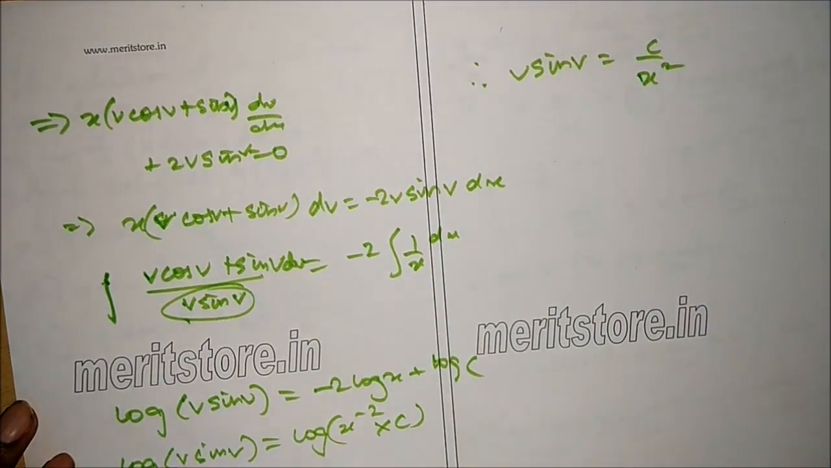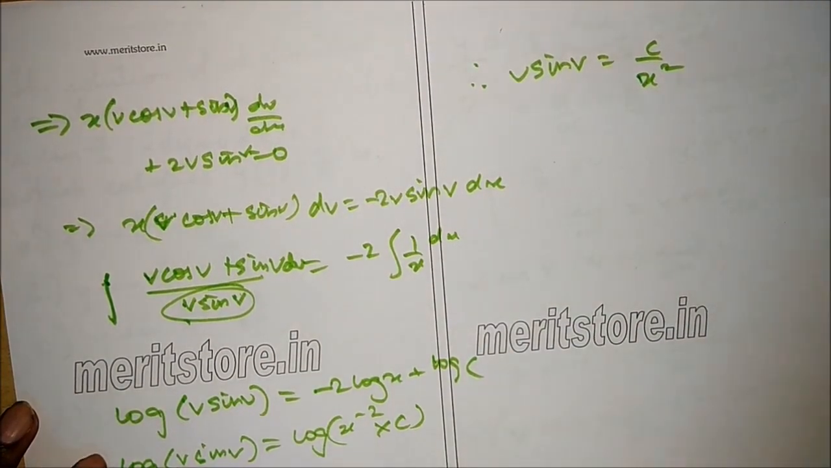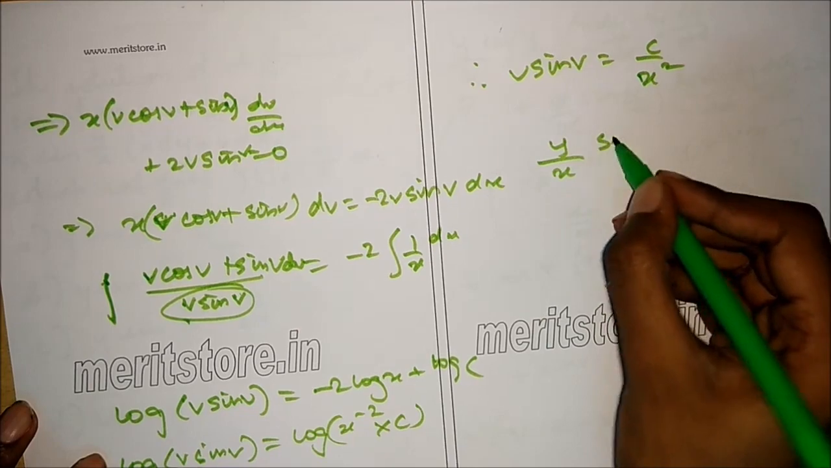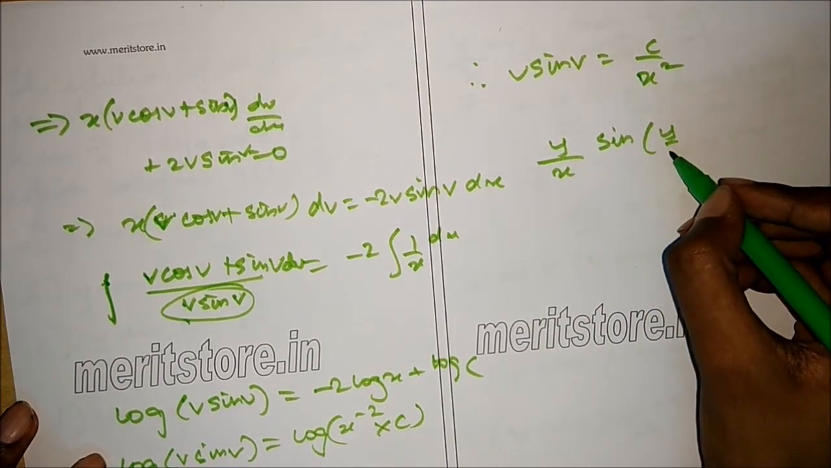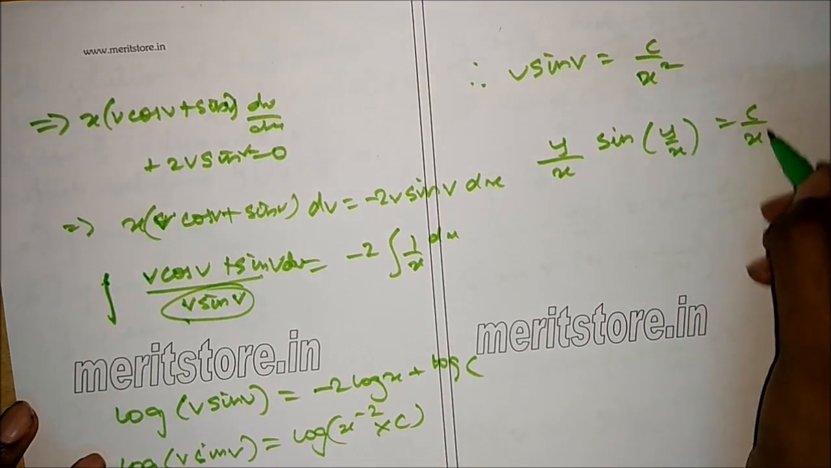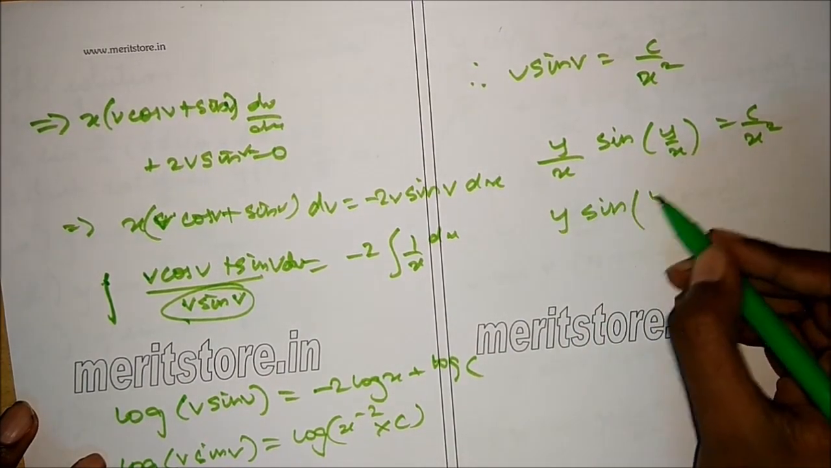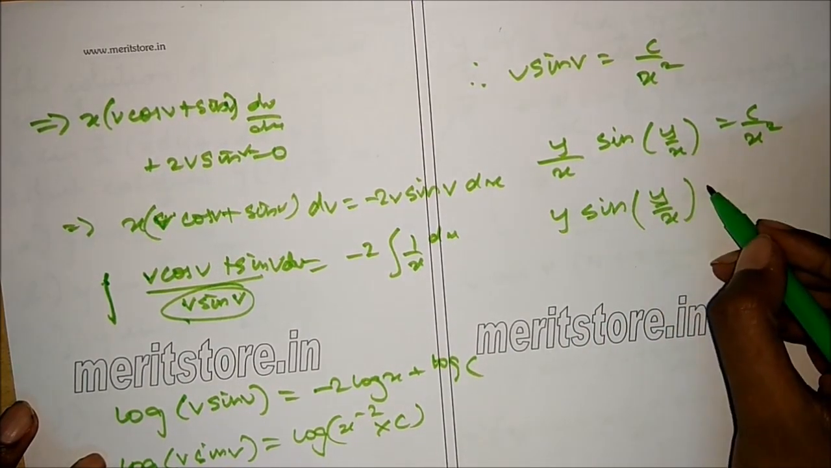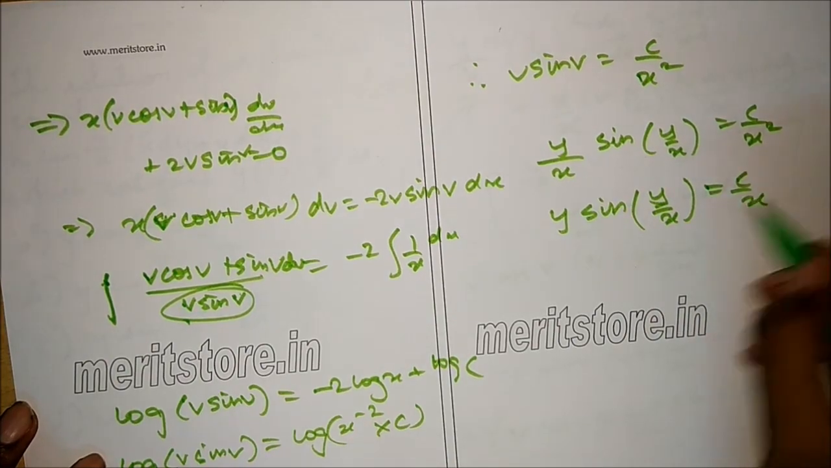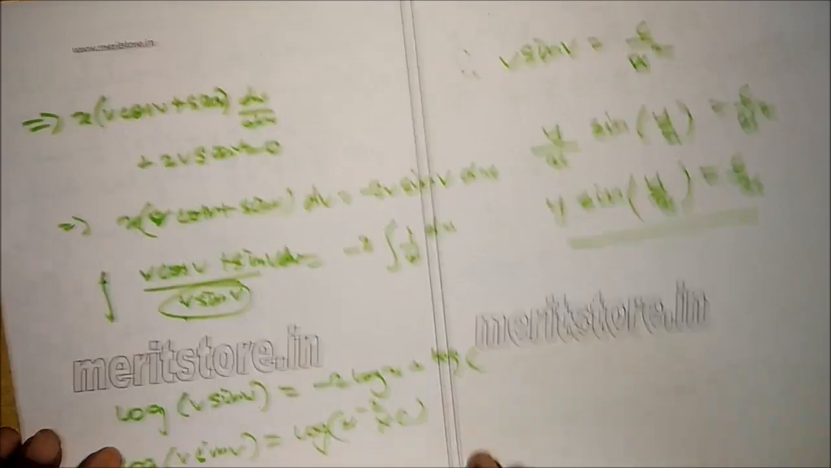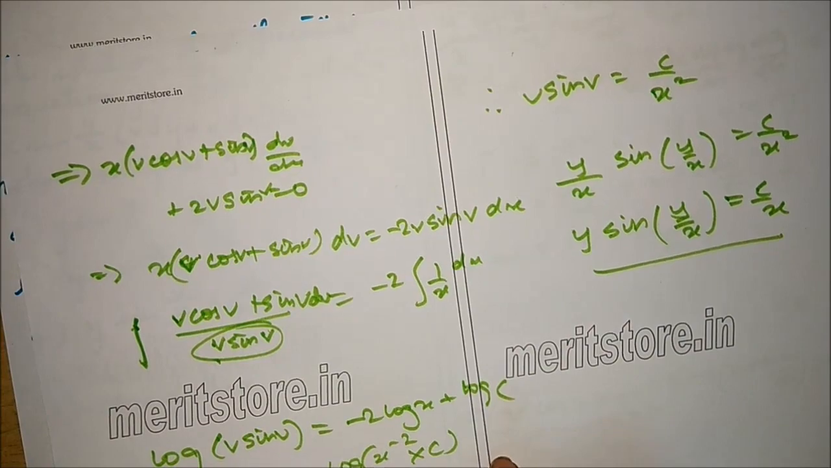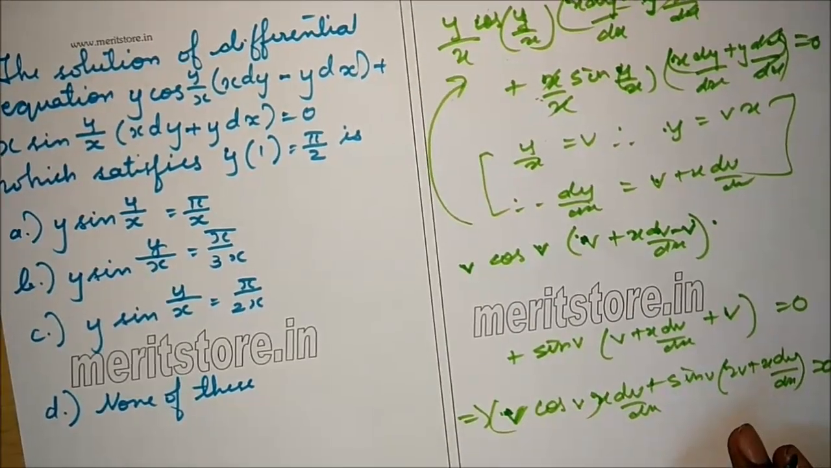So resubstituting v equals y by x, so y by x into sine of (y by x) will be equal to c by x square. So x gets cancelled, so this will be y into sine of (y by x) will be equal to c by x. So now we compare it with the options. Y into sine (y by x) equals c by x.